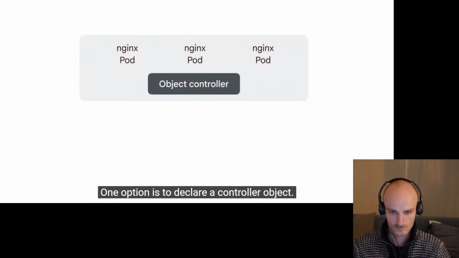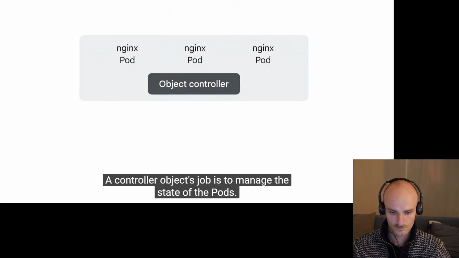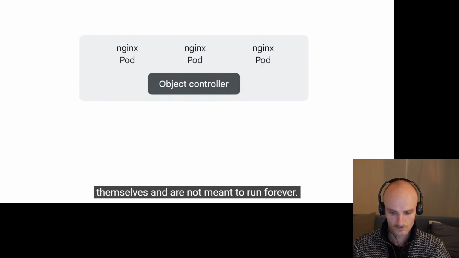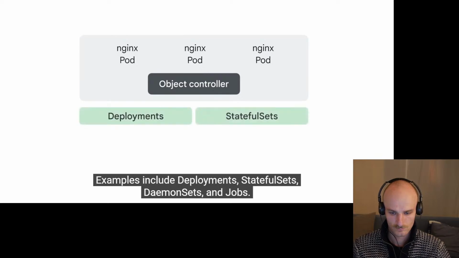One option is to declare a controller object. A controller object's job is to manage the state of the pods. Because pods are designed to be ephemeral and disposable, they don't heal or repair themselves, and they're not meant to run forever. Examples include deployments, stateful sets, daemon sets, and jobs.